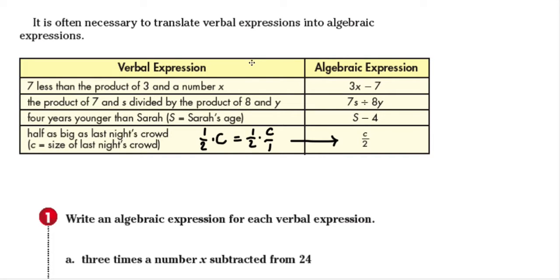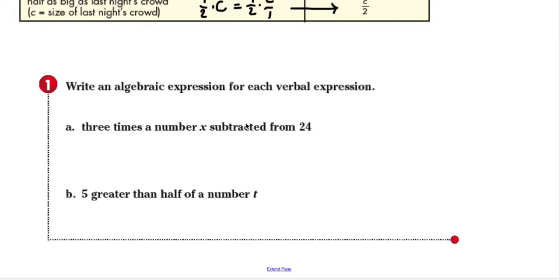Let's take a look at example number 1. Write an algebraic expression for each verbal expression. 3 times the number x subtracted from 24. That's your 3 times the number x, and then you are going to subtract it from 24. Next one, 5 greater than half of a number t. 5 greater means addition, so it's t over 2 plus 5, or 1/2 t plus 5.